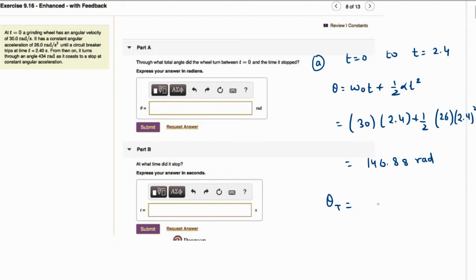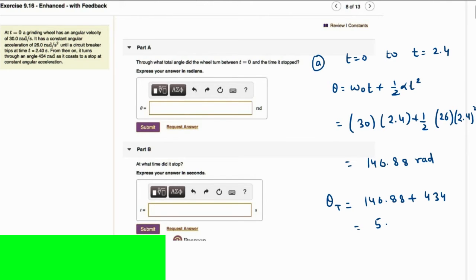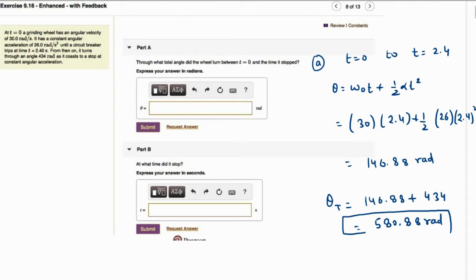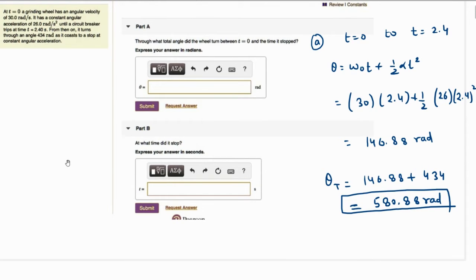So the total angular displacement is 146.88, plus in the latter part it is already given as 434 in the question itself. So if we add them up, we are getting 580.88 radians. That is the total angular displacement during the complete motion. Then it asks at what time it stopped. So that's what we have to find.